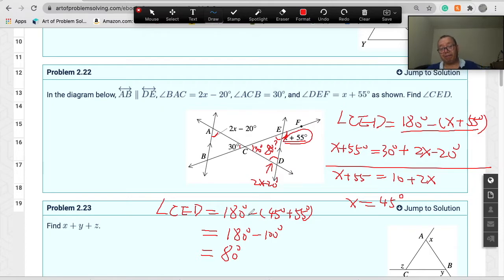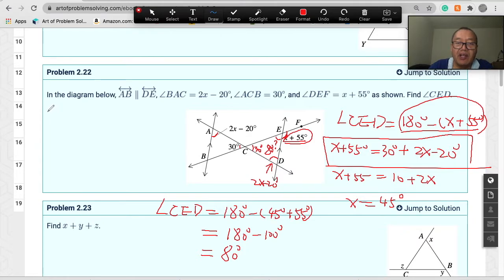So if you don't use this exterior angle, then you can also, as what I write, use this one, that's angle CED. Then you plus 30 degrees plus this 2x minus 20, add together, you get 180 degrees. You can also do it that way. But if you know this exterior angle equals the sum of these two angles, you get this equation. It's much easier than the other one.